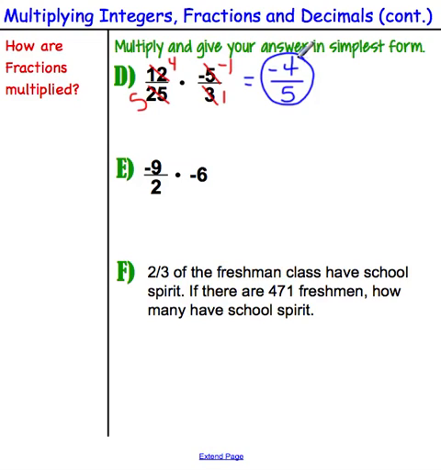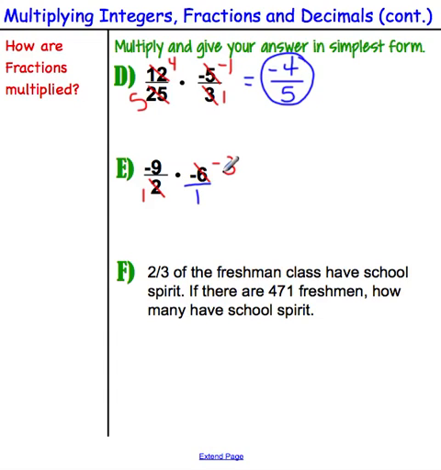With problem E, we have -9/2 times -6. A lot of you want to take -9 times -6 and 2 times -6. However, if you remember, the whole numbers can be written as a fraction by putting it over 1. Then I see that 6 and 2 are both divisible by 2. 2 divided by 2 is 1. -6 divided by 2 is -3.